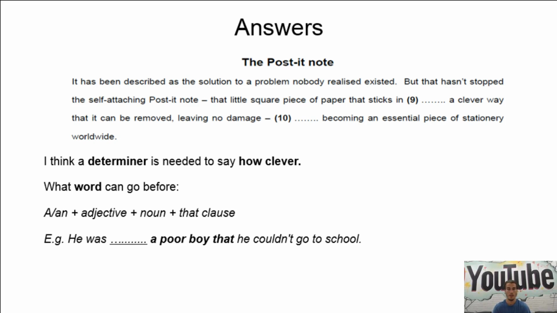For example, this could give you a clue. He was a poor boy that he couldn't go to school. So what word do you think could go in the gap here? And this is why understanding sentence structures and what type of words you need to use in sentence structures is really useful. And we can see that the word such can go in this gap, and it can also go in the gap for number 9. He was such a poor boy that he couldn't go to school. So that's exactly what you need to do again.